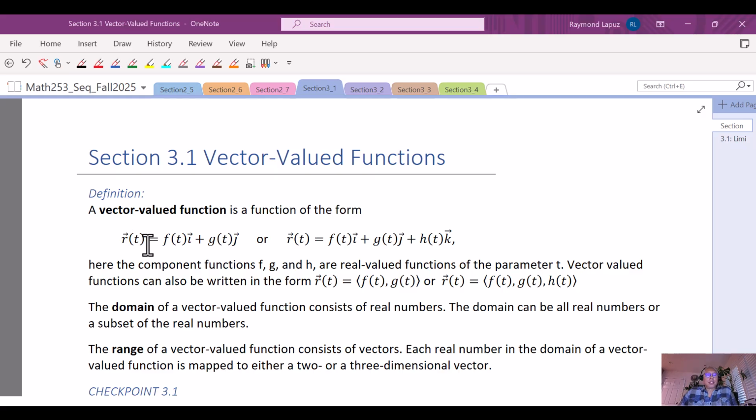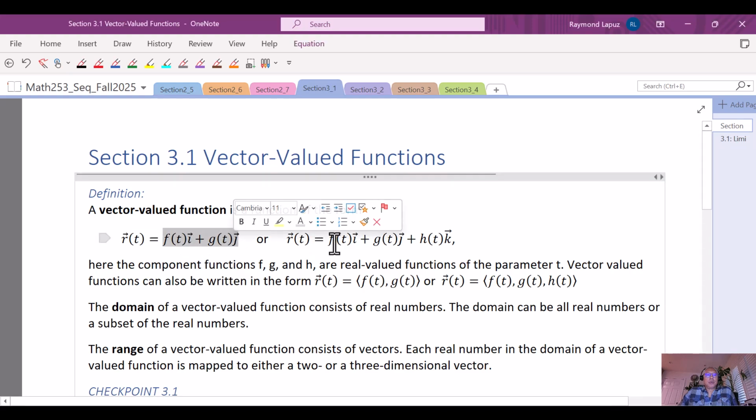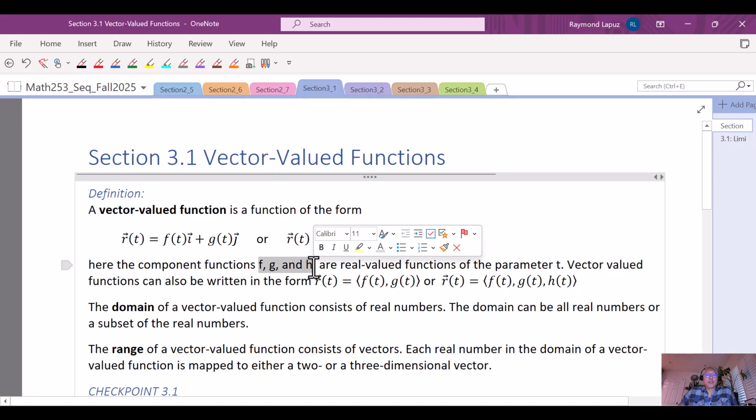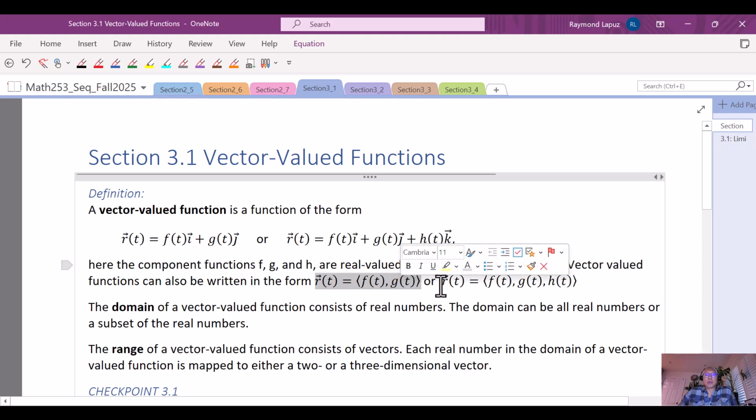So the definition of a vector-valued function is essentially a function that has 2 or 3 components, and each of these components will have a function of t, a function of one variable, in them. So we're saying that the functions in the three-dimensional case are f, g, and h, and they're all real functions with parameter t. And sometimes we can write the vector-valued functions using the standard unit vectors, i, j or i, j, k, or we can write them in angle bracket notation.